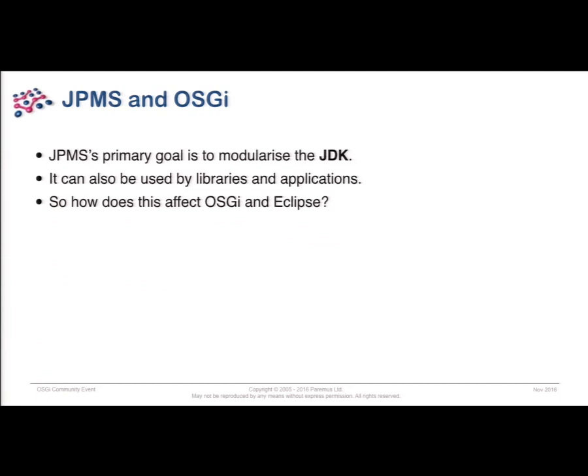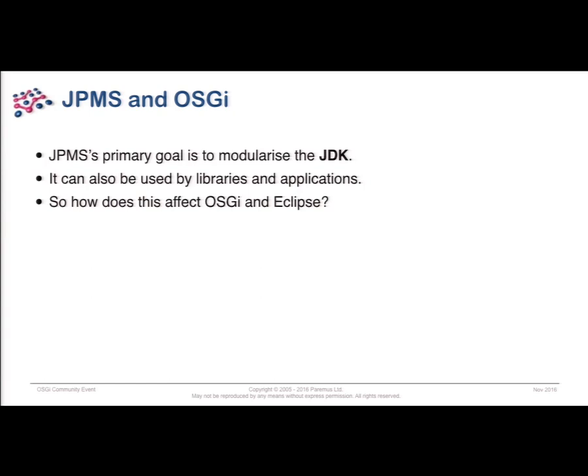But it is coming out. It is coming in Java 9, probably. And JPMS's primary goal is to modularize the JDK, so to cut down the pieces of that big, heavyweight monolith JDK. But it doesn't limit itself to just the JDK. It can also be used to modularize libraries and applications.